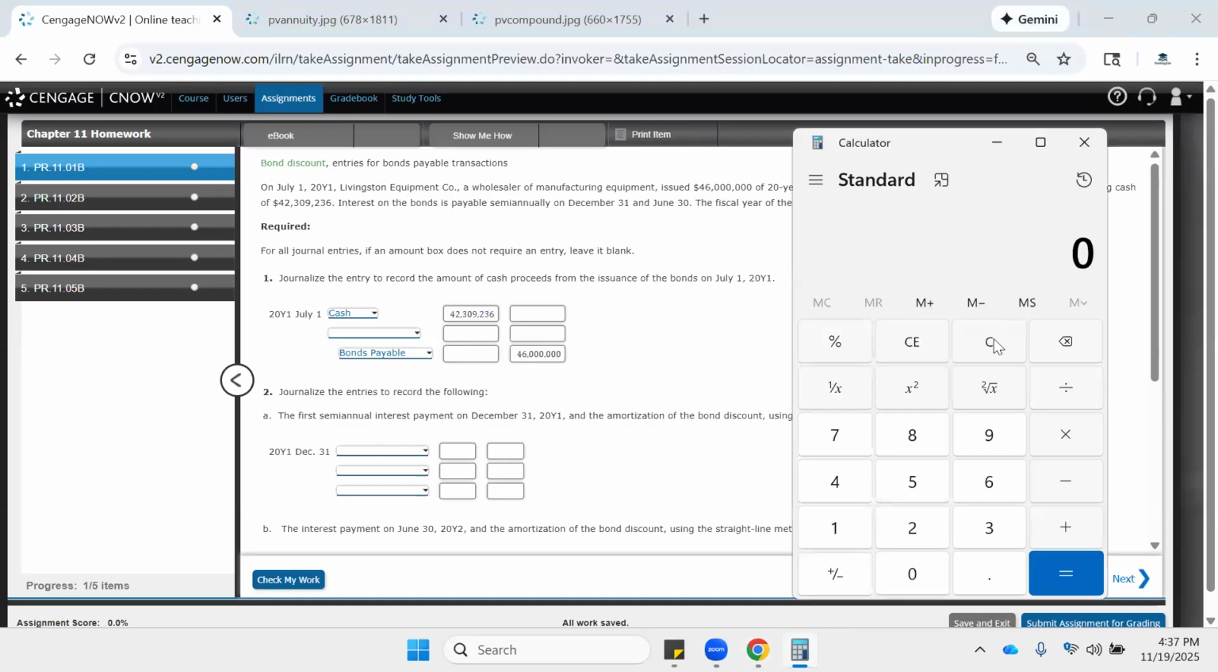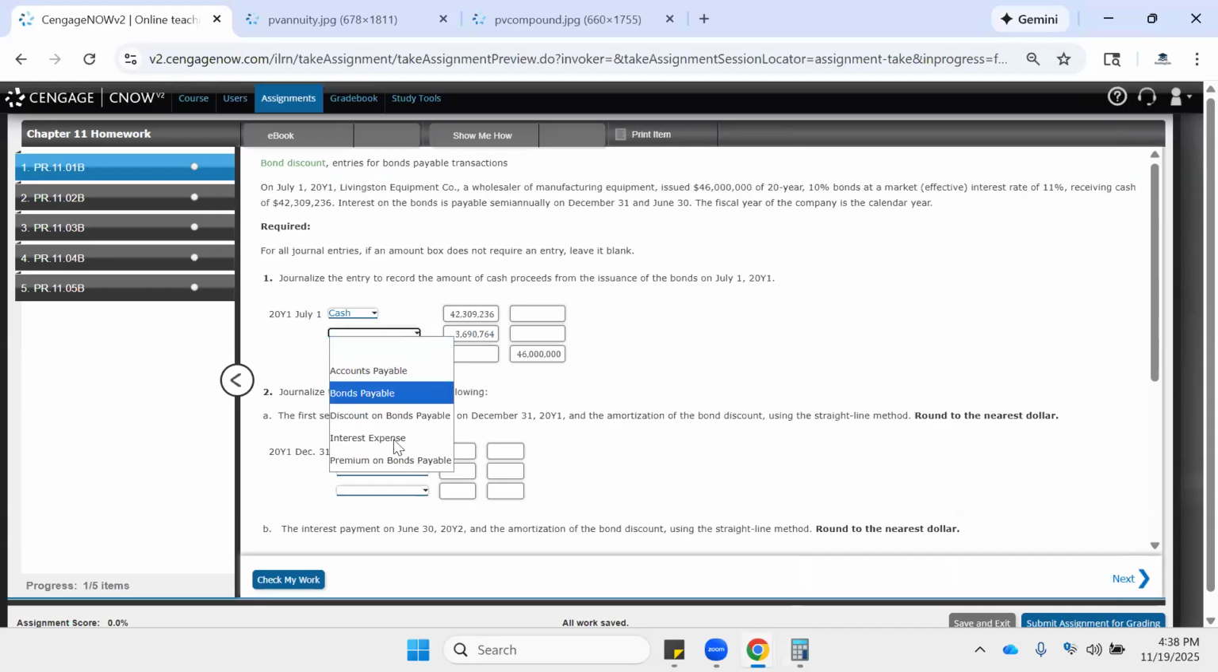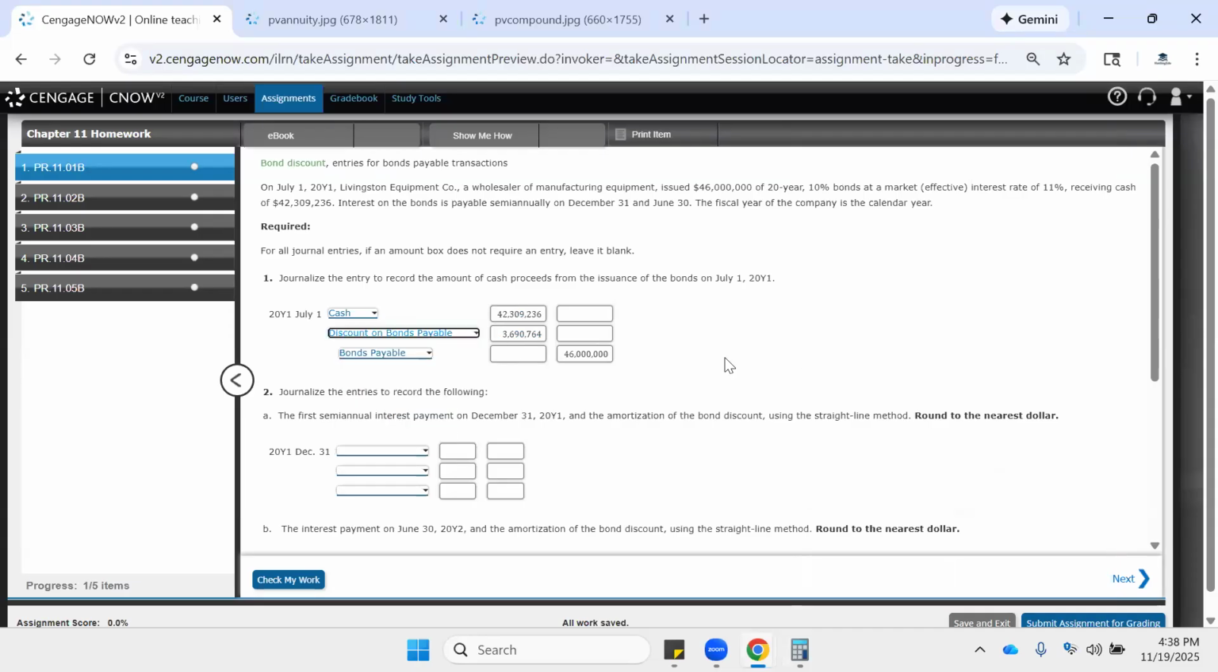And to calculate the discount, we need to balance our debits and our credits. And so we take 46 million minus 42,309,236, and we get 3,690,000. And that is discount on bonds payable.